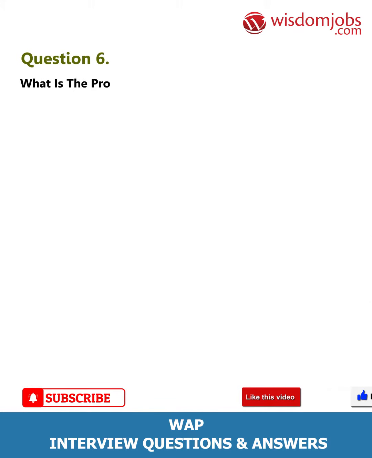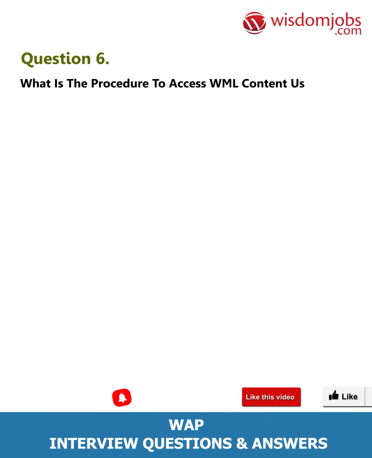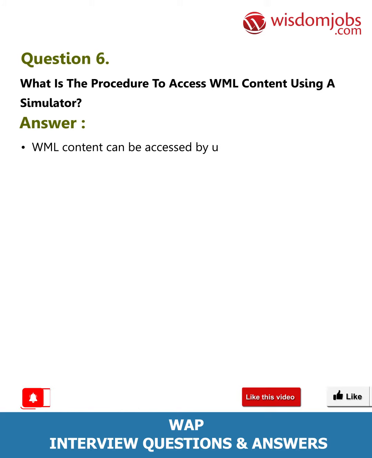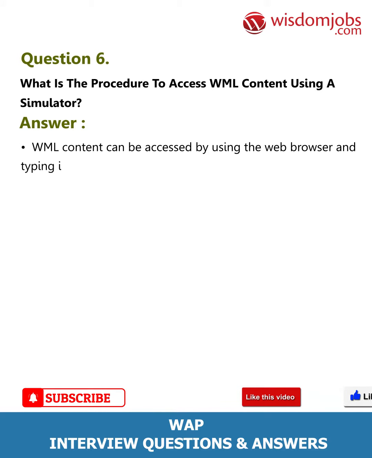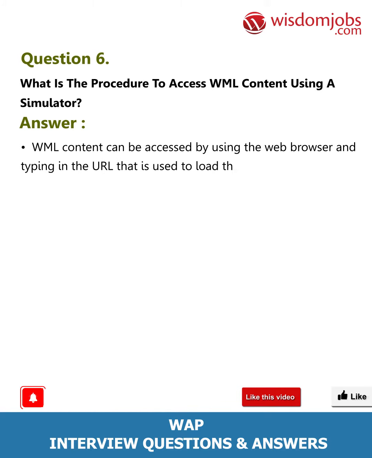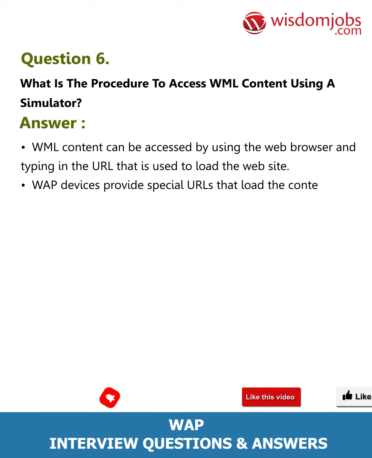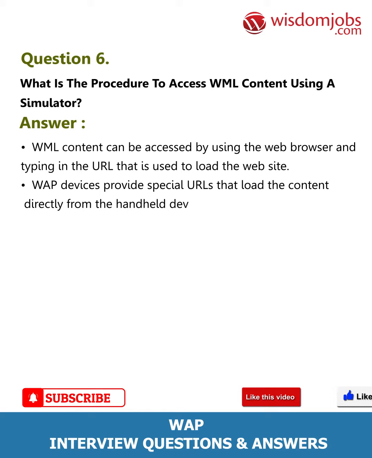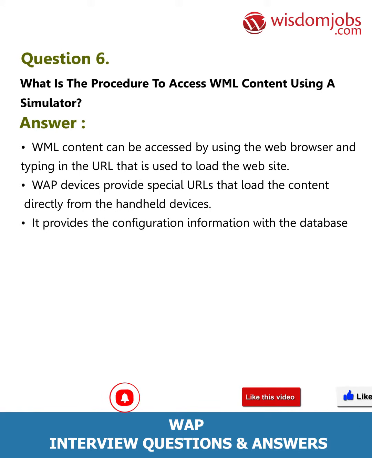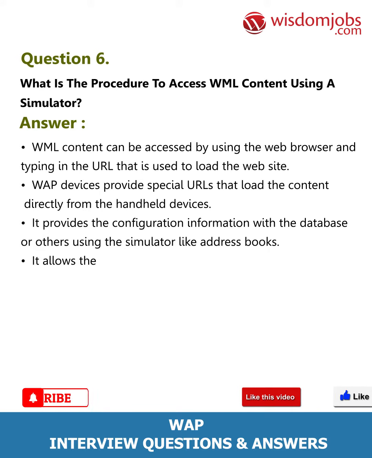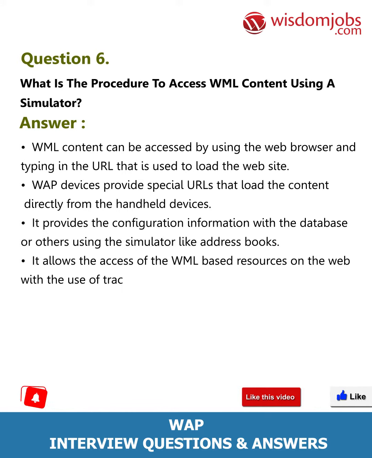What is the procedure to access WML content using a simulator? Answer. WML content can be accessed by using the web browser and typing in the URL that is used to load the website. WAP devices provide special URLs that load the content directly from the handheld devices. It provides the configuration information with the database or others using the simulator like address books. It allows the access of the WML-based resources on the web with the use of tracking services.